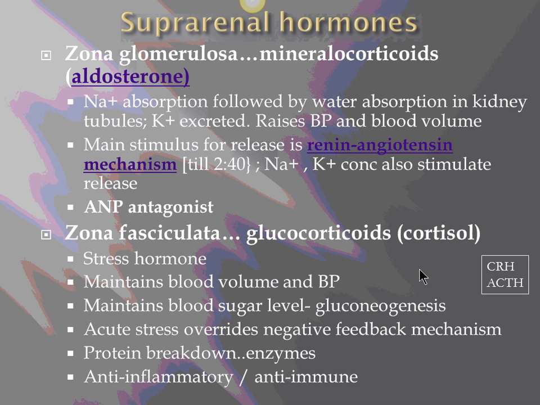The main stimulus for release is, remember I said ACTH acts to a certain extent on it. The main stimulus for release is actually something known as the renin-angiotensin mechanism, and also sodium and potassium concentrations. Of this, potassium concentration is more important. Whenever there is a high potassium concentration, then aldosterone is released. Let's look at why this is so. First let's look at the sodium and potassium relationship in tissue and extracellular fluid.